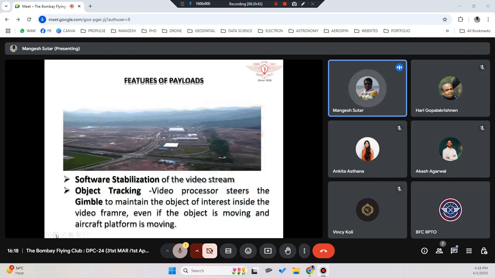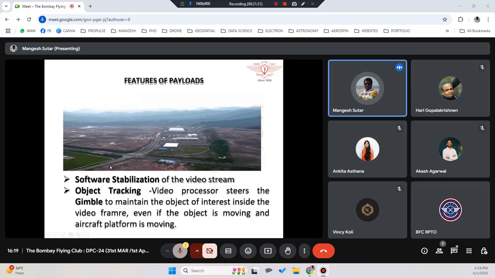Okay, so what are the features of the payload? Software stabilization of the video stream, object tracking, video processing, and it steers the gimbal to maintain the object of interest inside the video frame, even when the object is moving and the aircraft platform is moving. Like we see in a lot of drone applications, image stabilization. Like in DJI, we have seen it try to keep the person in the frame of the picture, or it will follow the person. If the person is walking or running or cycling or riding or driving a car or whatever it is, it will try to fly along with the moving object.